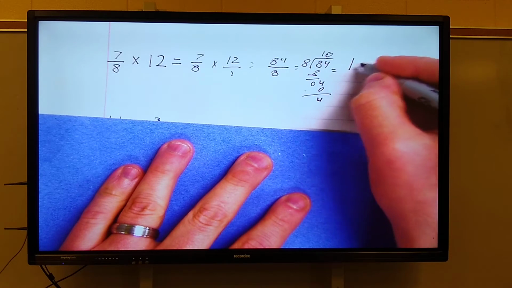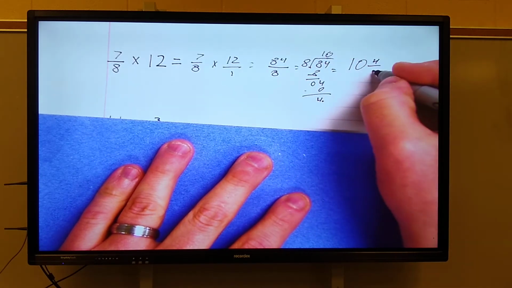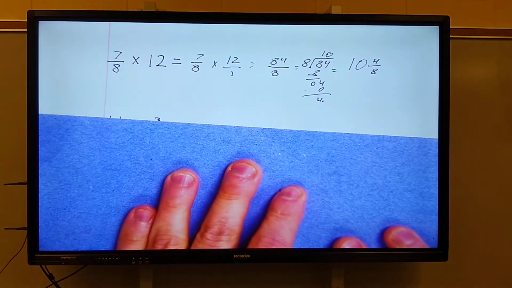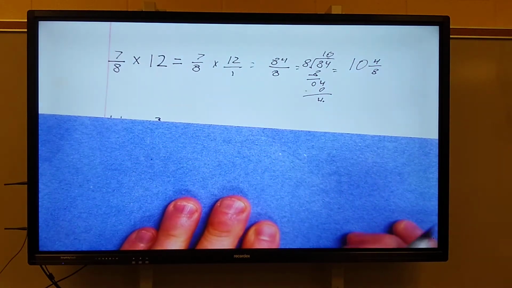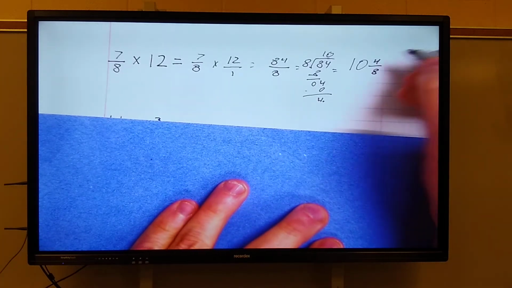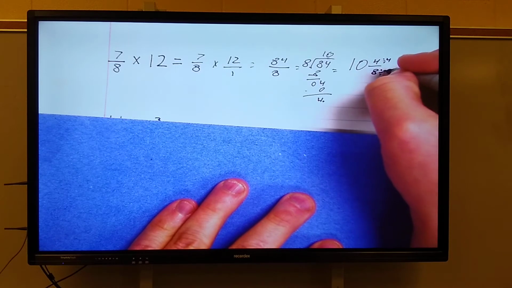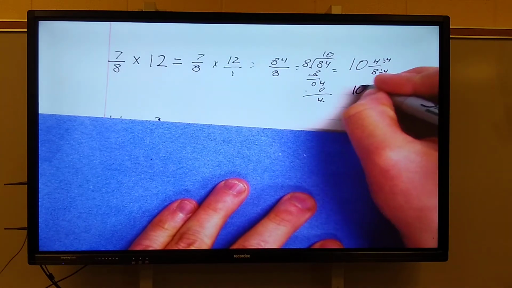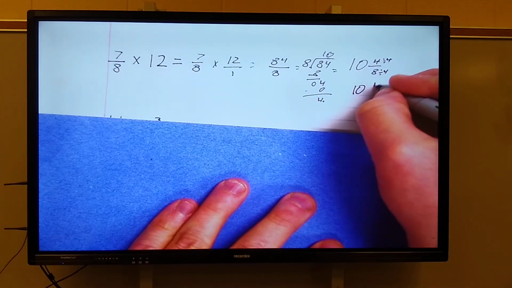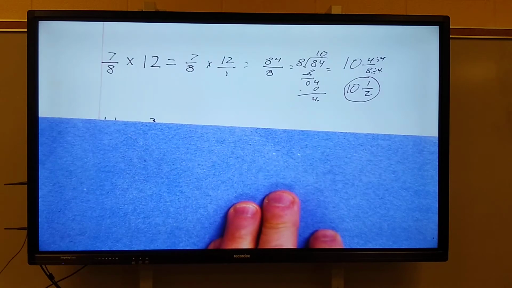10 is my whole number. 4 is my numerator. 8 is my denominator. Now, is it in simplest form? No, it is not. The greatest common factor of 4 and 8 is 4. 4 divided by 4 is 1. 8 divided by 4 is 2. 10 and 1 half. Look at all that beautiful work that you should have got right.